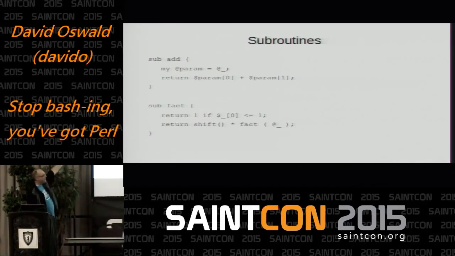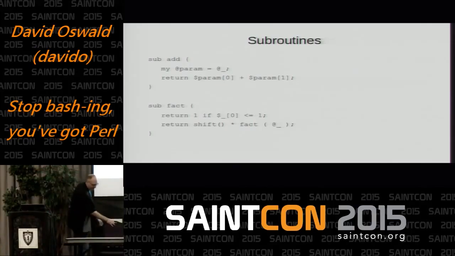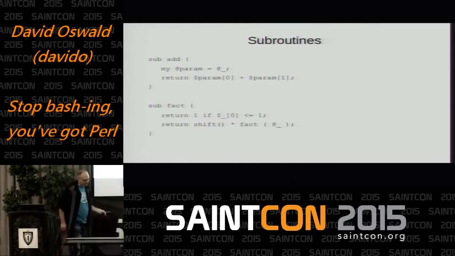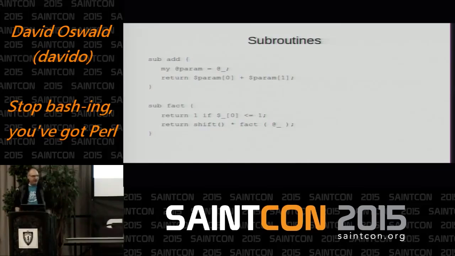So here I'm creating a subroutine add, and I'm going to stand on my stool here this time. @_ gets whatever parameters I pass into add, and I'm going to assign those parameters to an array called param, and now I'm going to add the 0th element and the first element of param and return that value. So there's a subroutine that adds the first two parameters passed into it.